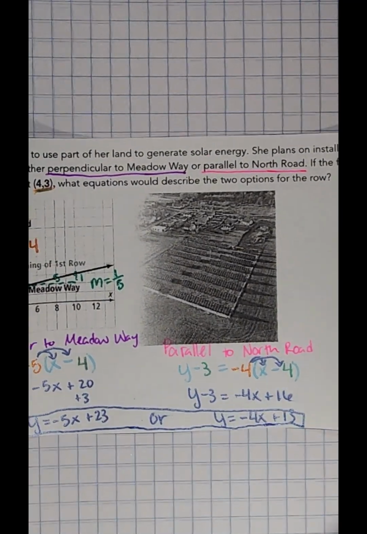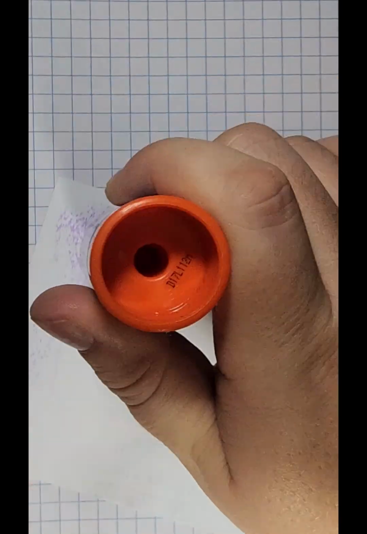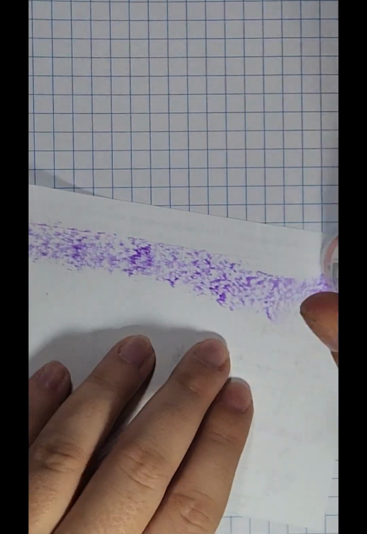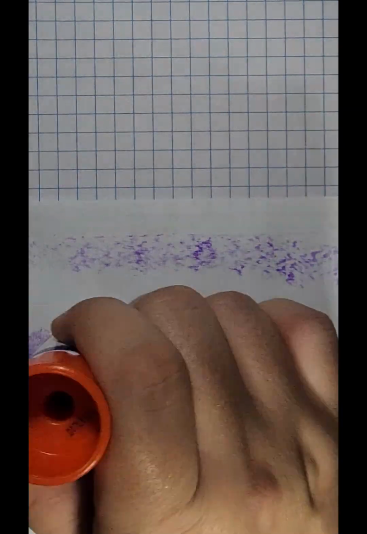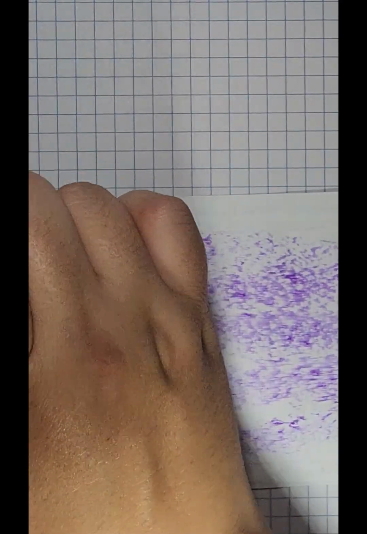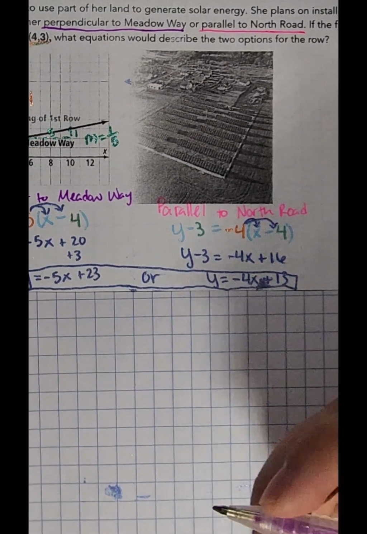We are going to now go ahead and glue this into our notebooks. So just like before, you can pause this video, take a moment, and glue your word problem into the next page of your notebook. Once you have it glued in, you can go ahead and press play to resume this video.